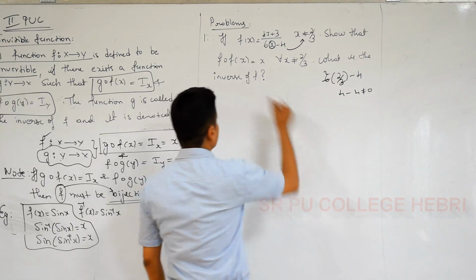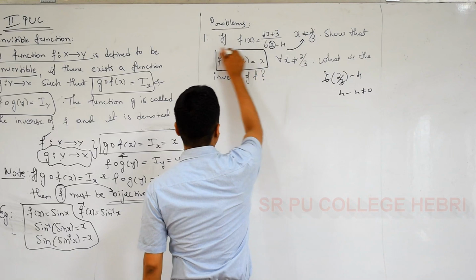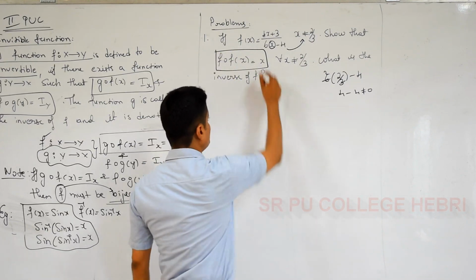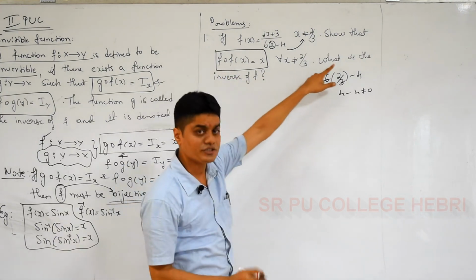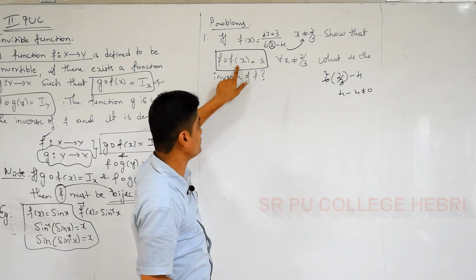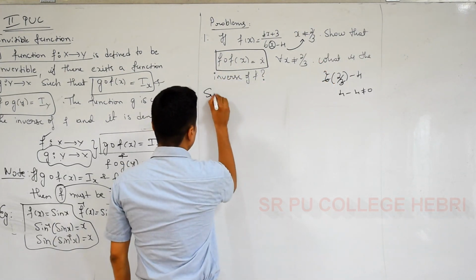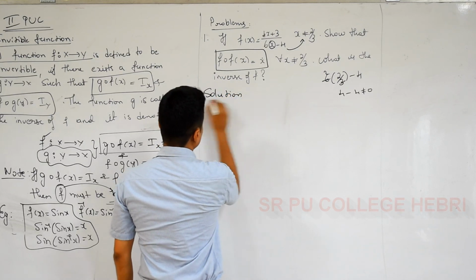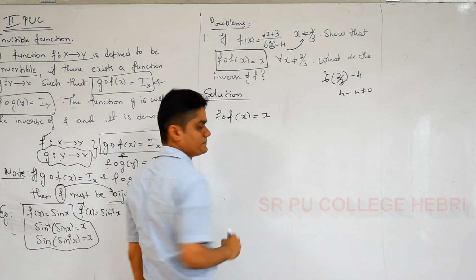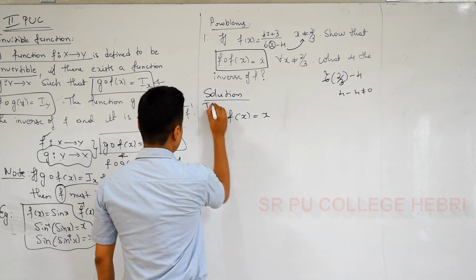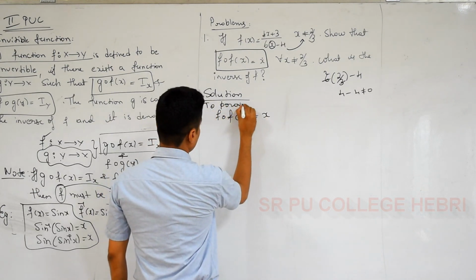What do we have to prove? We have to prove that f of x is equal to x. So we will concentrate only on this part. One more question, I will tell you at the end. First just concentrate on this part. So what we have to do? We have to prove f of x is equal to x. This we have to prove. Remember, we have to prove this.